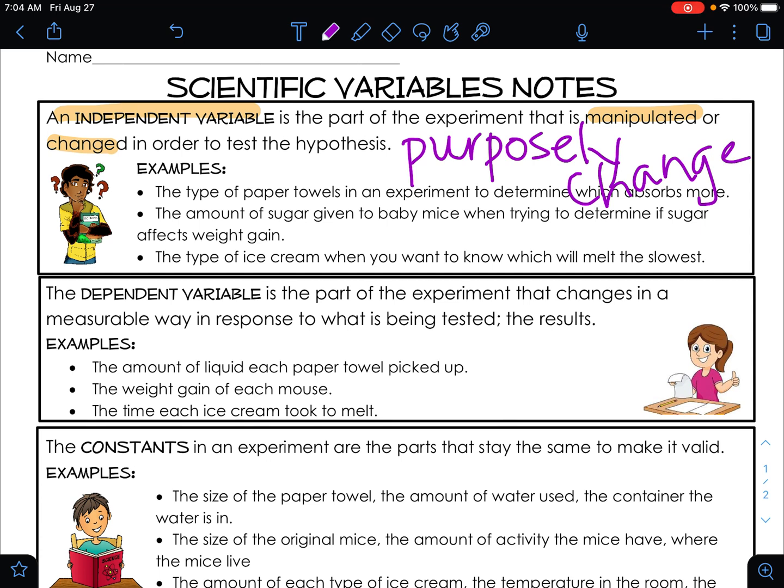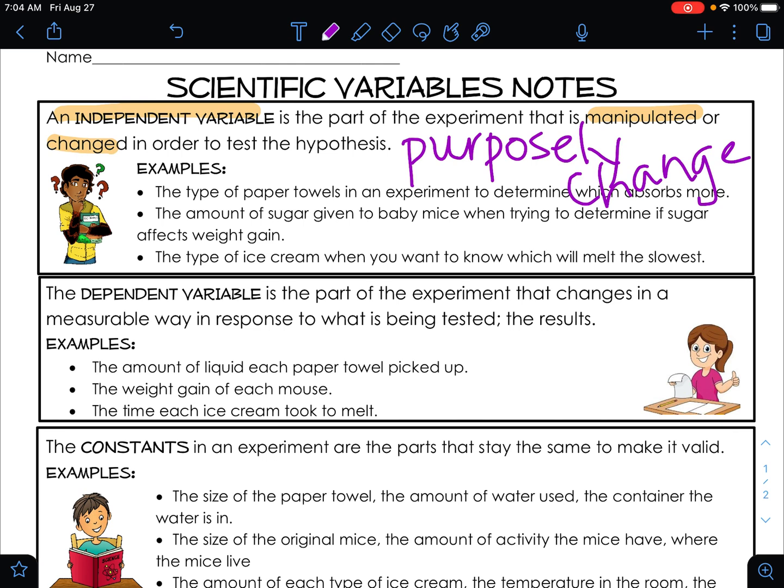So examples are the type of paper towels in an experiment to determine which absorbs more, the amount of sugar given to baby mice when trying to determine if sugar affects weight gain, the type of ice cream when you want to know which will melt the slowest.